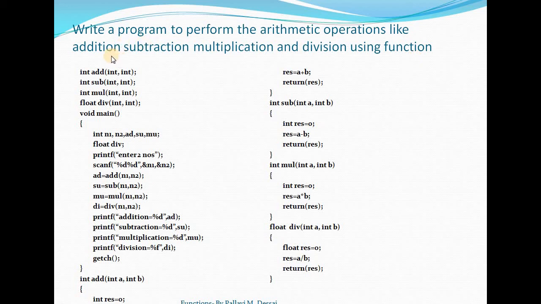We are going to use 4 user-defined functions, one for addition, one for subtraction, one for multiplication and one for division. Since we are going to use 4 functions, we have to declare 4 functions. That is, we have to write 4 function prototypes. So add, sub, mul and div for addition, subtraction, multiplication and division. All these 4 functions will require 2 inputs of type integer. So int comma int.